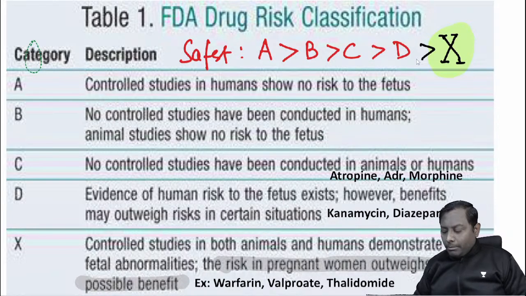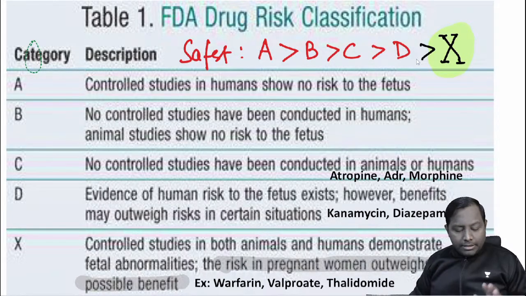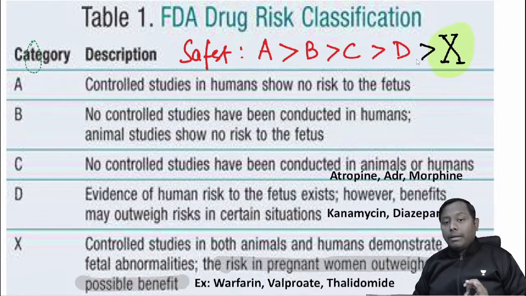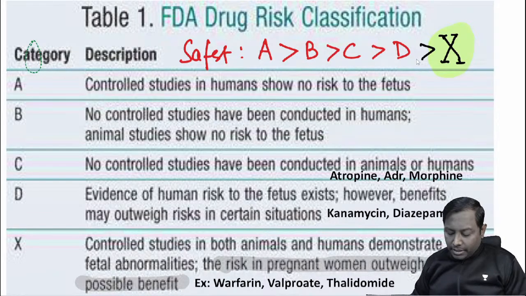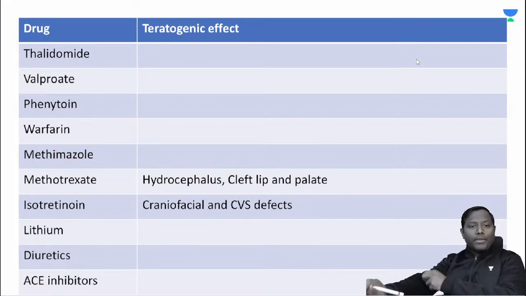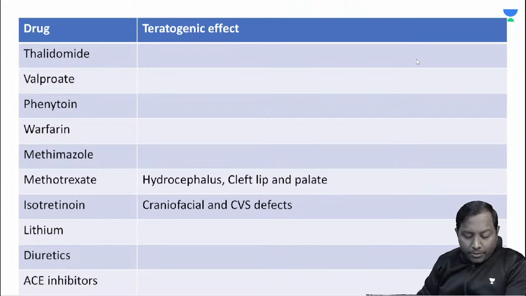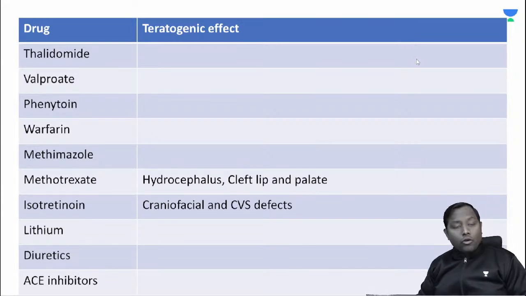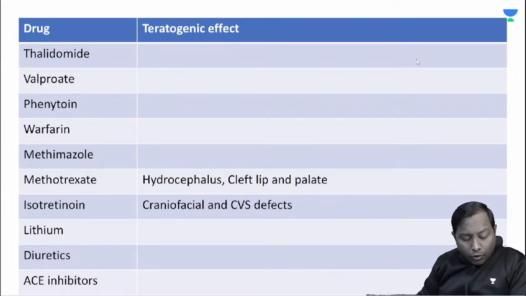Okay, so what are the important teratogenic drugs? I'll be giving you 10 to 12 important teratogenic drugs. Just remember them and expect their important images as well. So warfarin, fetal warfarin syndrome, valproate causing spina bifida, thalidomide. Let's make a very quick list for all of you. Thalidomide will be causing what? Phocomelia.